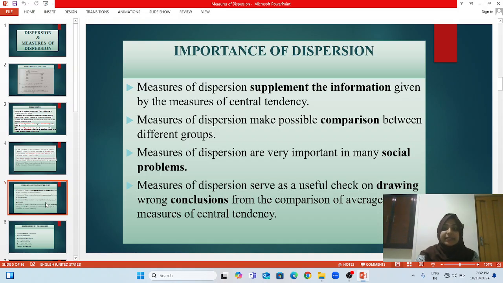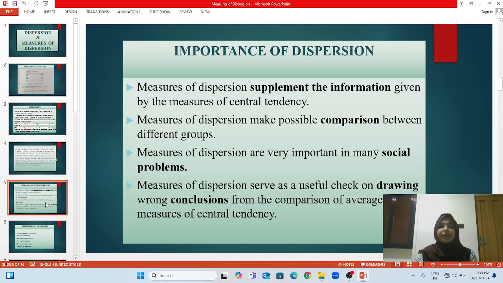That means the dispersion needs the central point to see how the data is spread. That is, it is supplementing the information given by the central tendency measure. In the second point, it is saying that measures of dispersion make possible comparison between different groups.